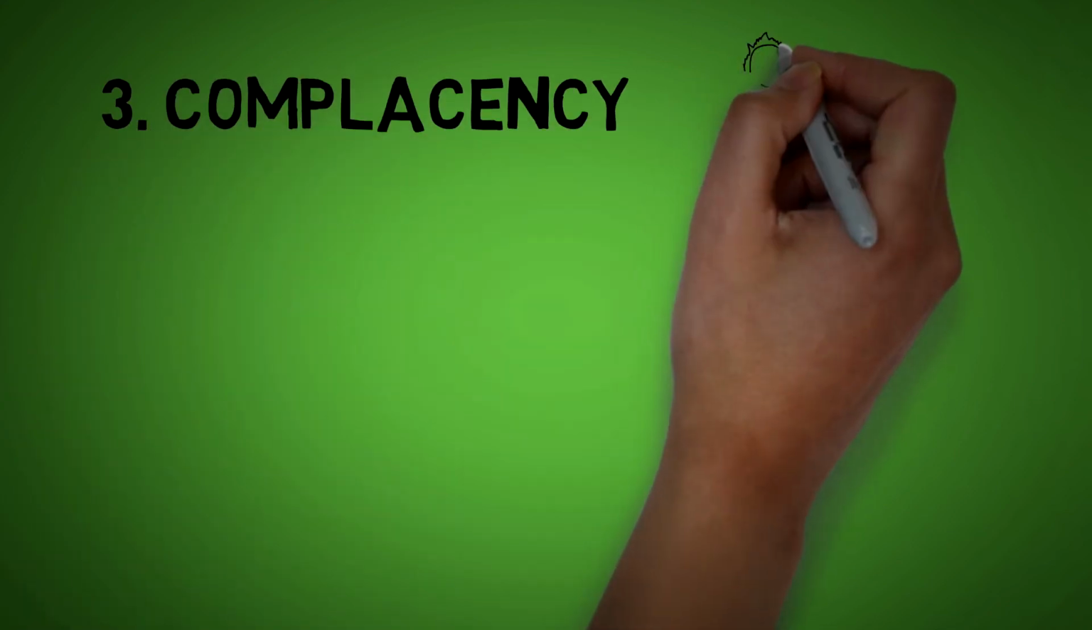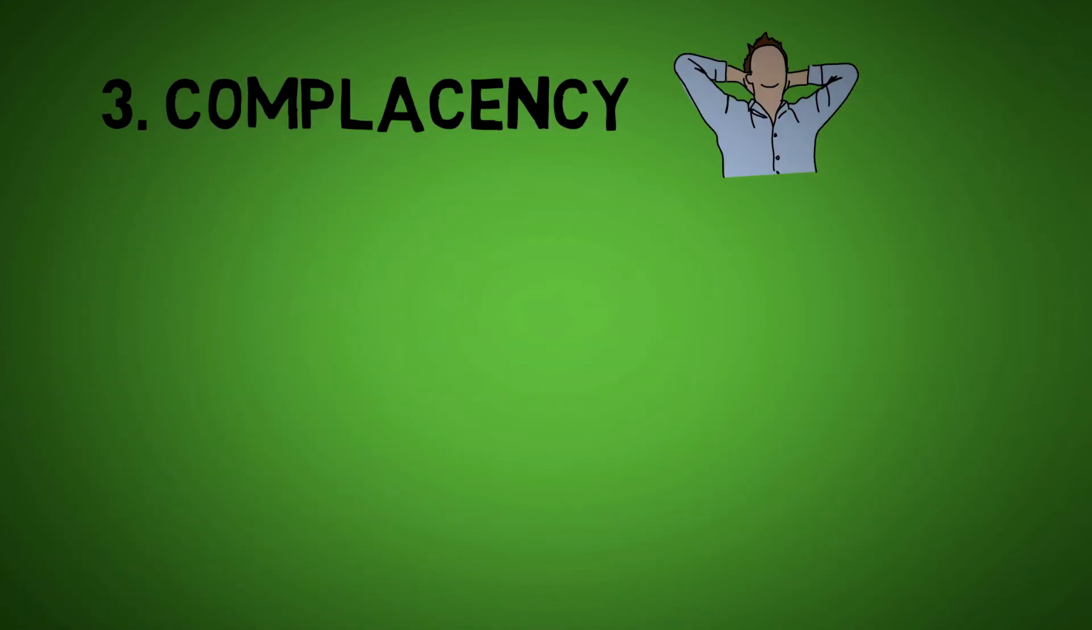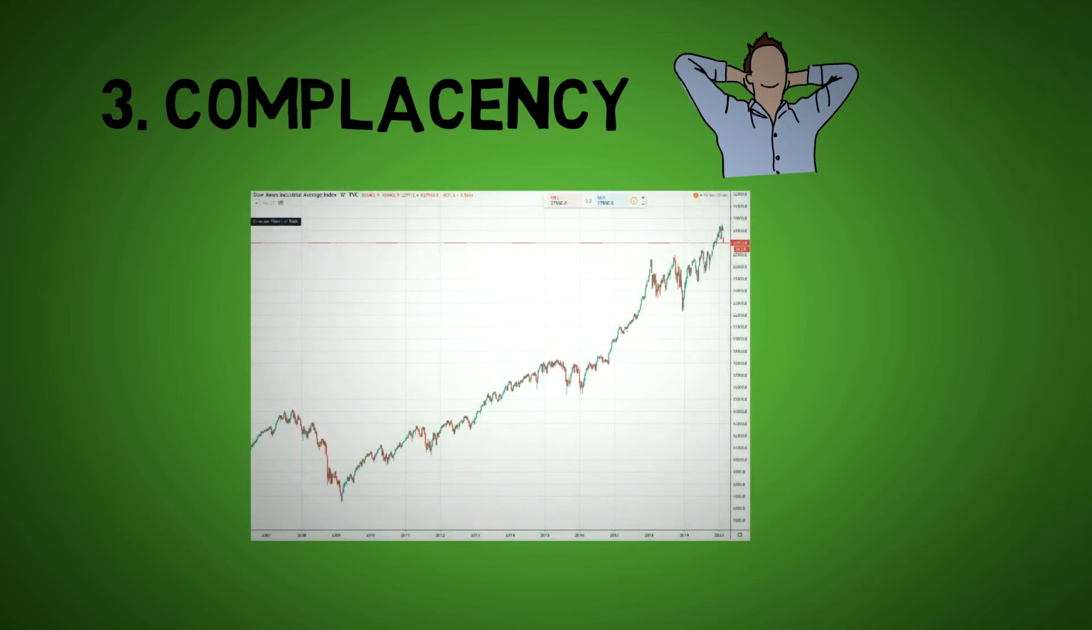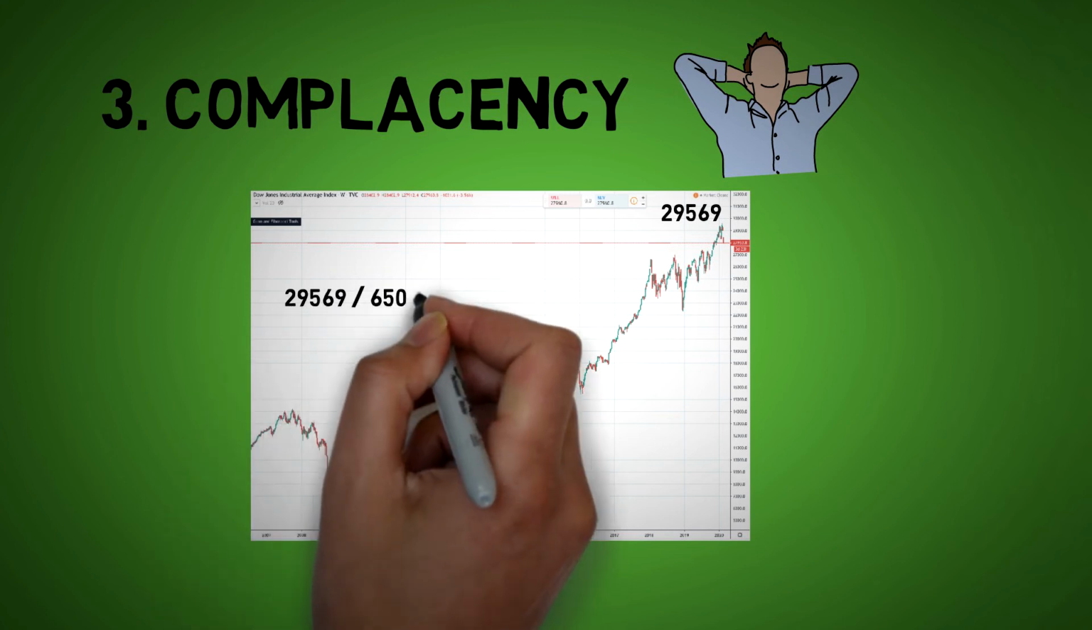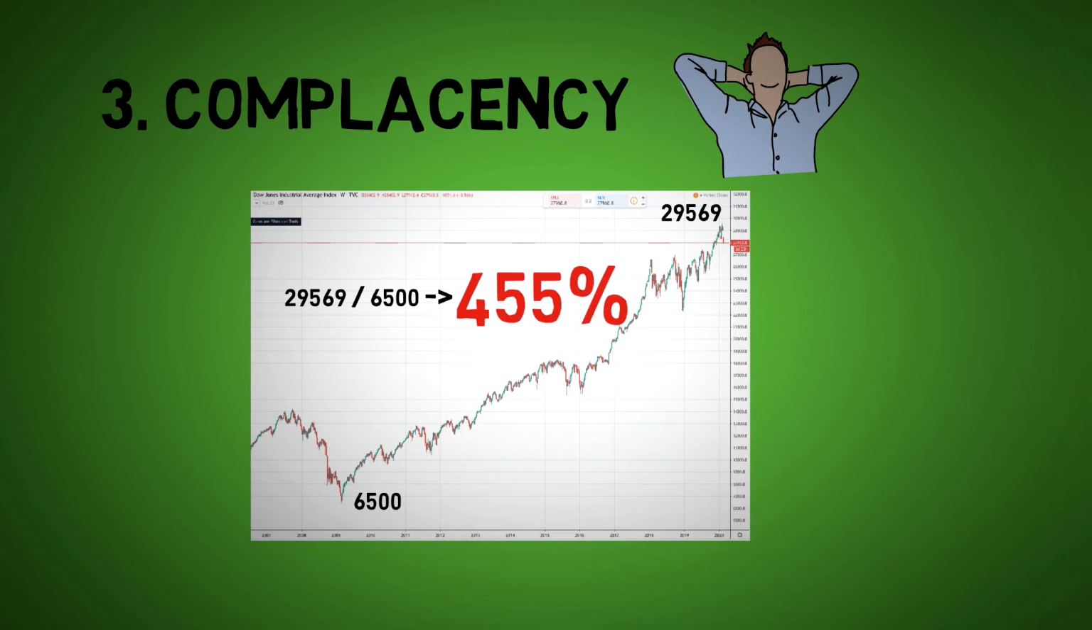Number 3. Complacency. The market has been on a tear. It's the longest bull run ever at 11 years and counting. Looking at the Dow Jones chart, we ran from 6,500 in February 2009 all the way to 29,56 in February 2020. Dividing the two gives us a whopping 455%, more than 40% per year.